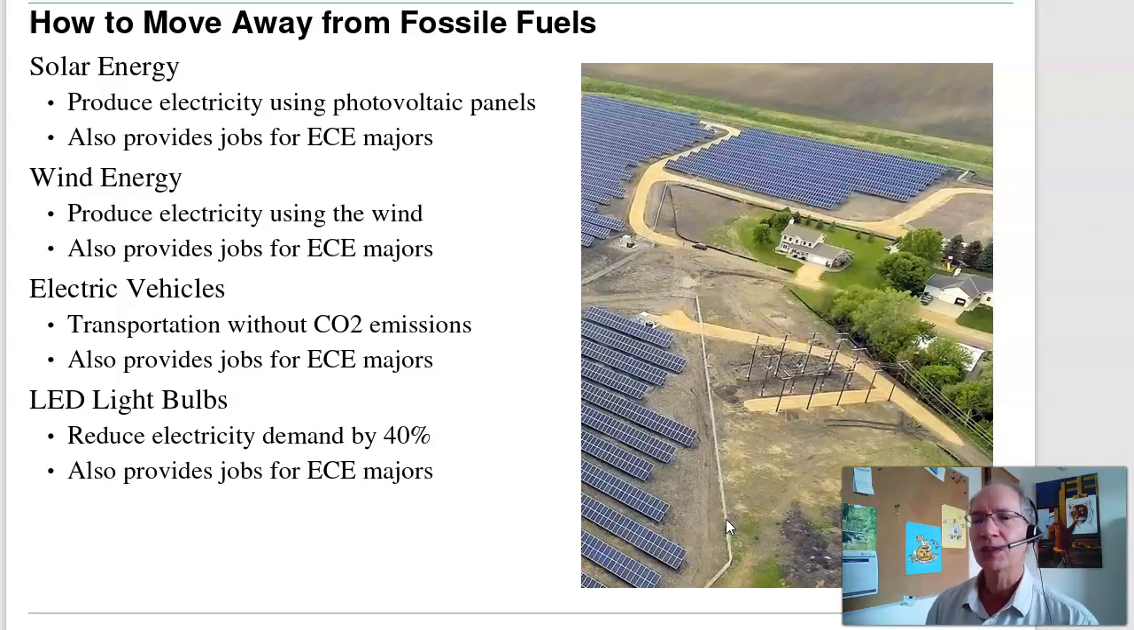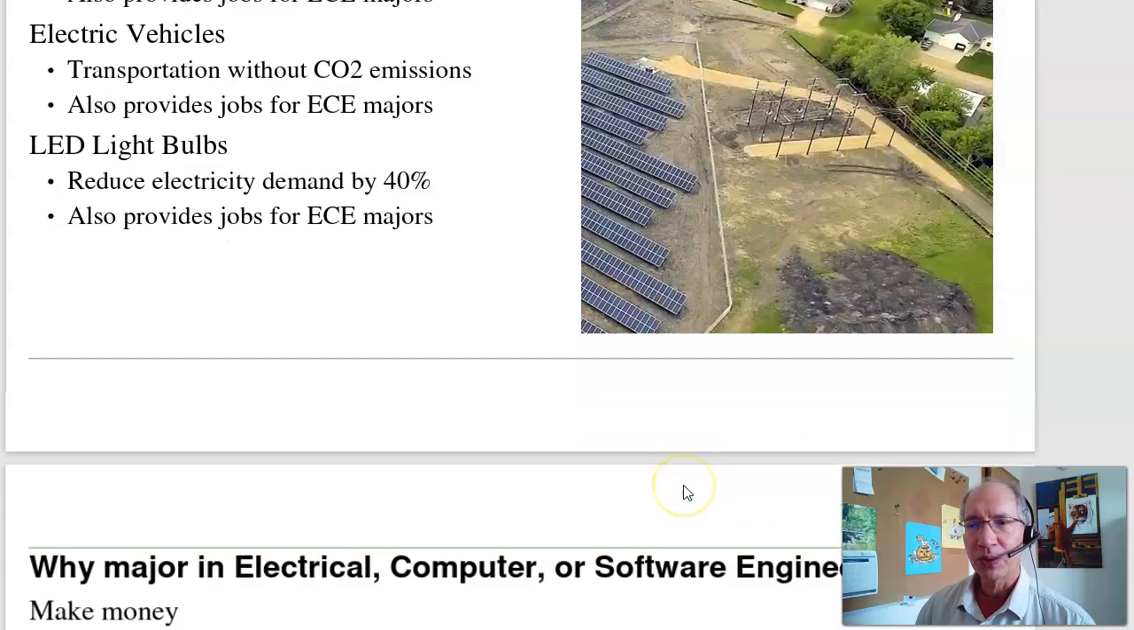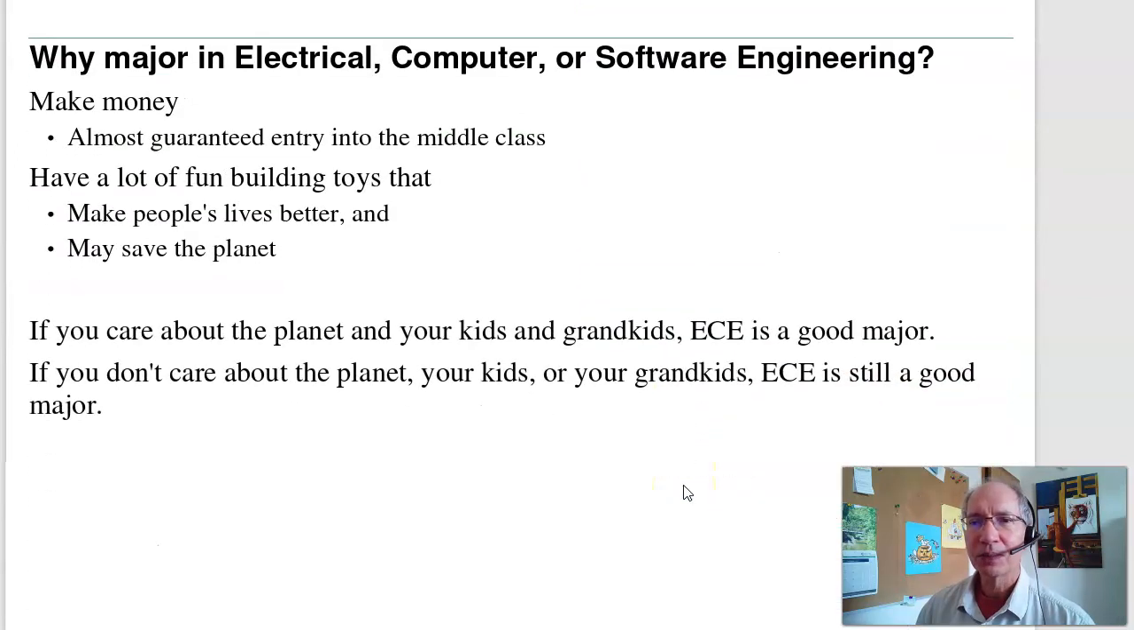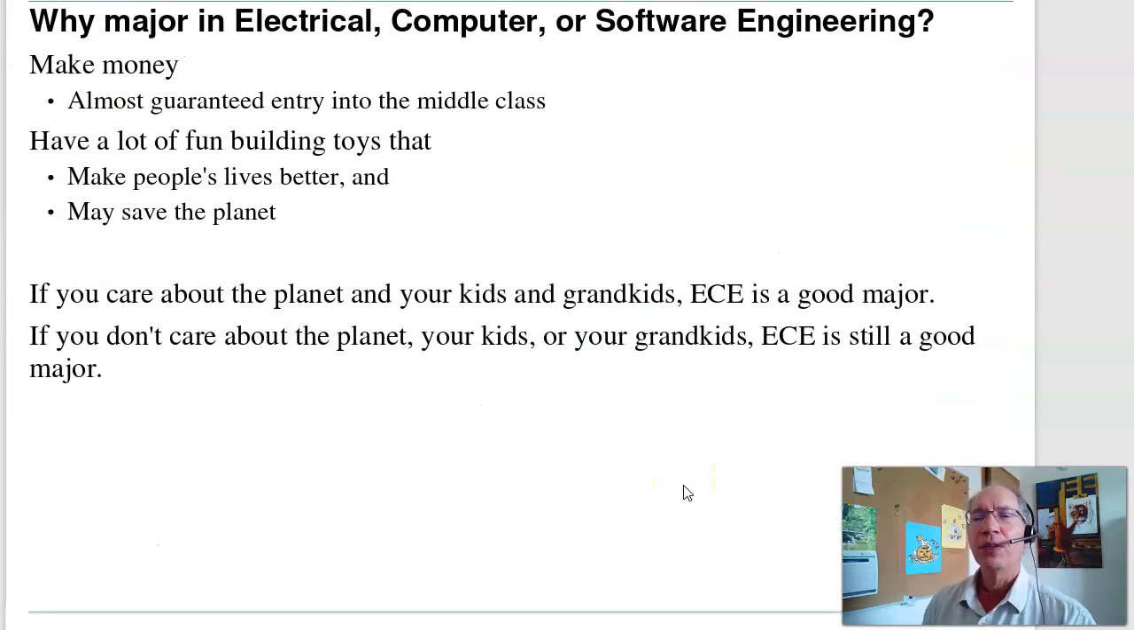And you can switch from incandescent light bulbs to LED light bulbs. That reduces the country's energy demands by about 40% and provides jobs for ECE majors. So there is kind of a silver lining to all this. If you care about the environment, care about the planet, and want your kids and grandkids to have a habitable planet, electrical and computer engineering is a really good major to choose.